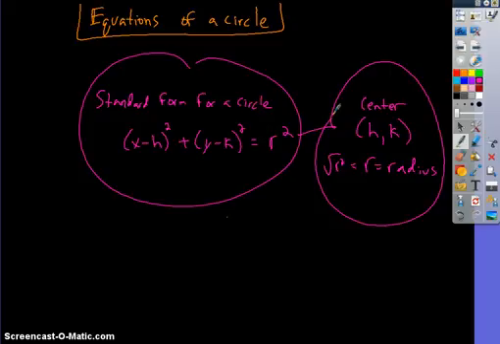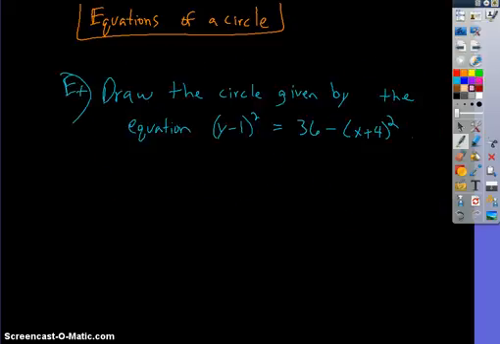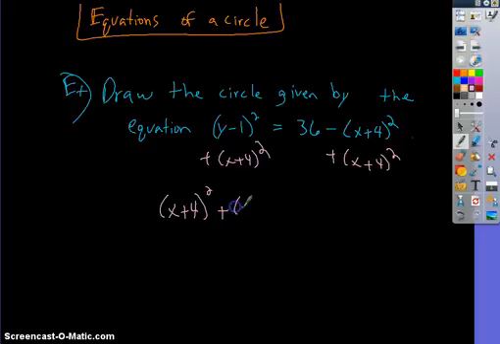All right, let's go further. Draw the circle given by the equation (y - 1)^2 = 36 - (x + 4)^2. If you remember, in the standard form, the x and y terms should be on the same side, and just the number should be on the other side. So I'm going to move this over by adding it. These can't add together because one has a y and one has an x, and they've both been squared. So we can rewrite this as (x + 4)^2 + (y - 1)^2 = 36, which is great because I can see h and k.